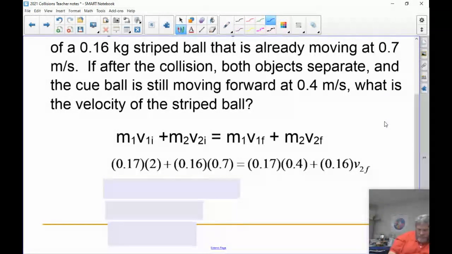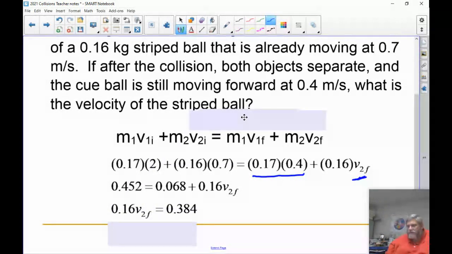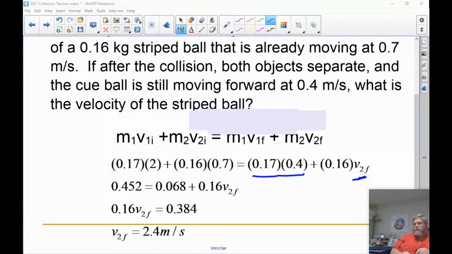All right, so we see here the mass of the cue ball times the initial velocity plus the mass of the striped ball times its initial velocity is going to equal the cue ball's mass times its final velocity plus the striped ball's mass times its final velocity. And that's the last thing that we have to calculate. If we plug the numbers into our calculator, subtract over, and solve for V2 final. Pretty straightforward. V2 final is 2.4 meters per second.